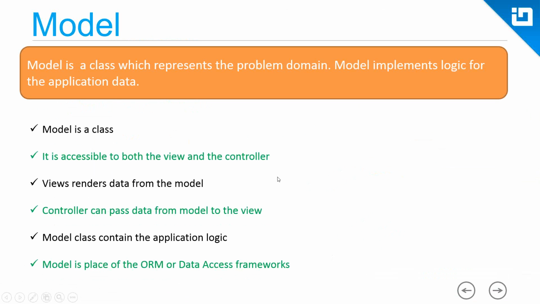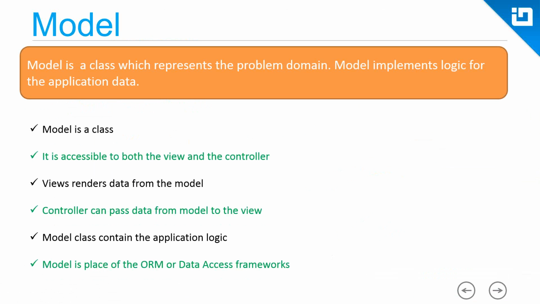These are a few characteristics of the model. Like the controller, the model is also a class. It is accessible to both the view and the controller. Views render data from the model. The controller can pass data from the model to the view. The model class contains the application logic. This is very important: all your logic would be part of your model. The model is the place for the ORM or data access framework. So if you use Entity Framework or LINQ to SQL, or another ORM in your MVC application, those will be part of the model. So the model is mainly the application data. It is the domain of your application.